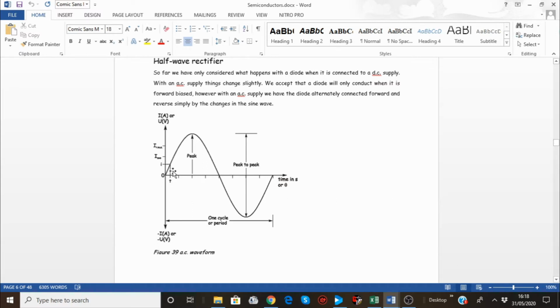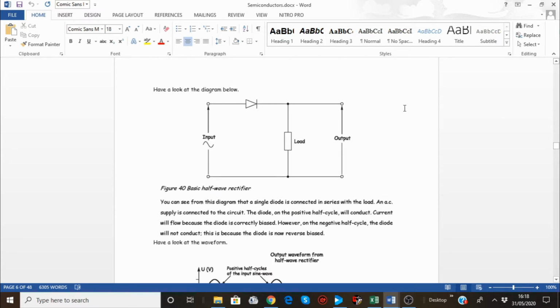So now what we want to do is we want to get from AC to DC. So the first thing you can do is apply AC to a diode, and then from that you get to the load or the output. So this side is your input, this side is your output. See what happens. We said if this end of the diode is positive, it conducts. If this end is negative, it goes into a reverse bias mode, so it doesn't conduct.